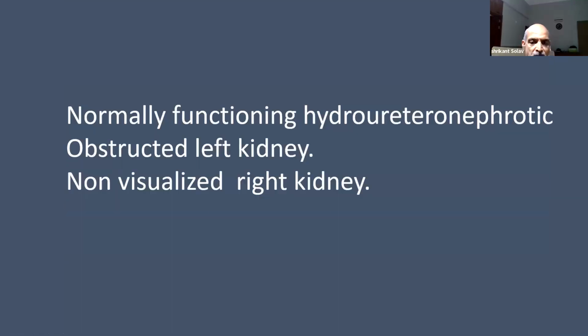Whether you will call this VUJ obstruction of a solitary kidney, because you run the risk of doing a surgery on a single kidney, and God forbid, if something goes wrong with that surgery, the child may land up with secondary PUJ or reflux or whatnot. We never know. So, luckily, we called it hydroureter.